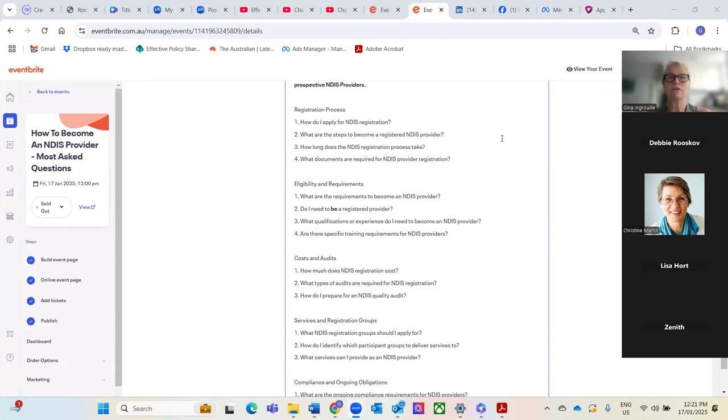Now, how long does the registration process take? How long is a piece of string is the answer to that. From the point of view of once you've had your audit and it's submitted, 355 days is the average in the last quarterly report. That means that some will be quicker and some will be slower.